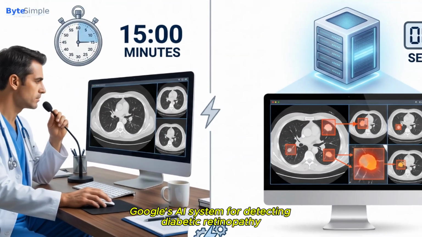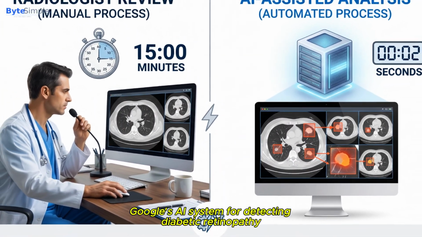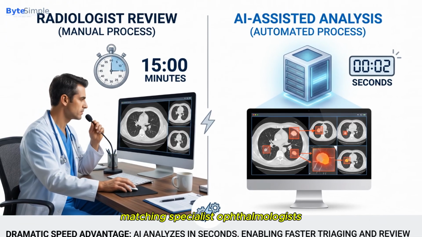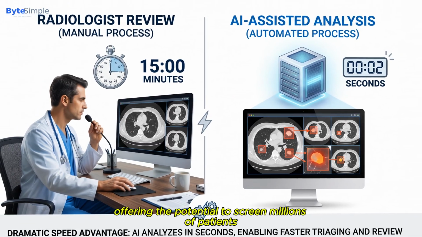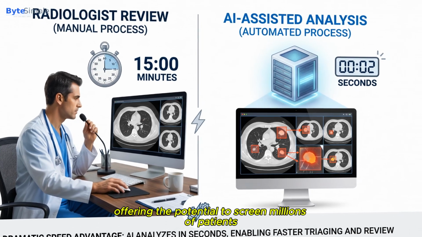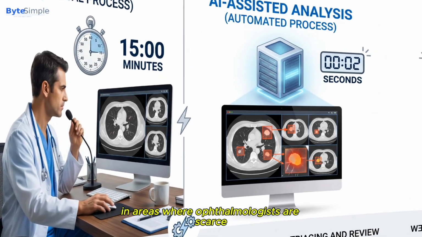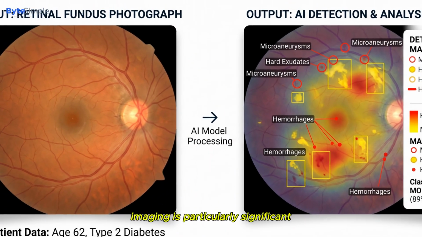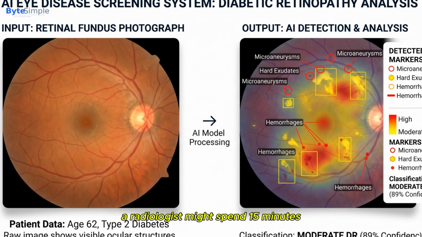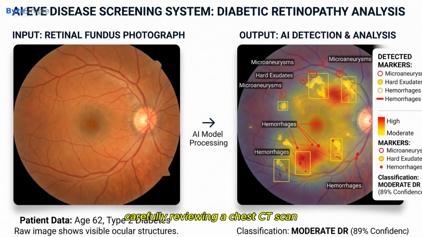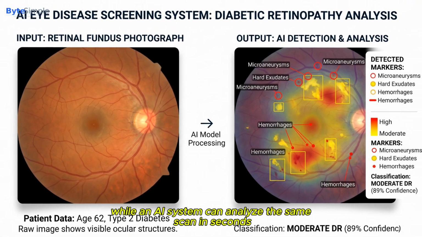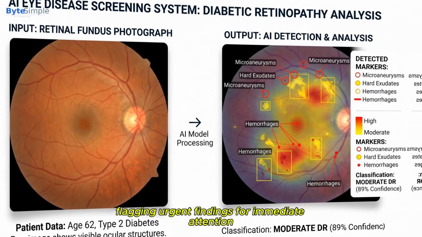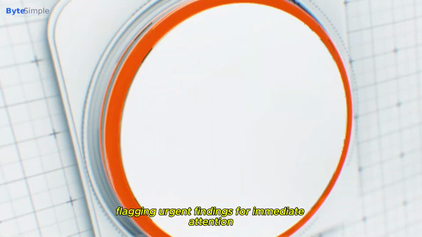Google's AI system for detecting diabetic retinopathy from eye photographs has demonstrated accuracy matching specialist ophthalmologists, offering the potential to screen millions of patients in areas where ophthalmologists are scarce. The speed advantage of AI imaging is particularly significant. A radiologist might spend 15 minutes carefully reviewing a chest CT scan, while an AI system can analyze the same scan in seconds, flagging urgent findings for immediate attention.